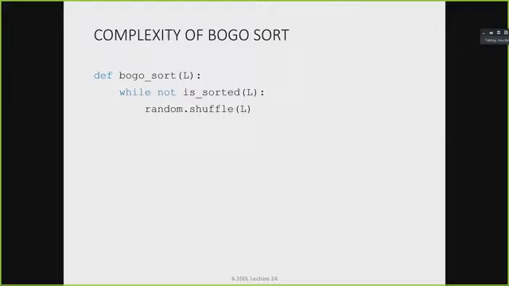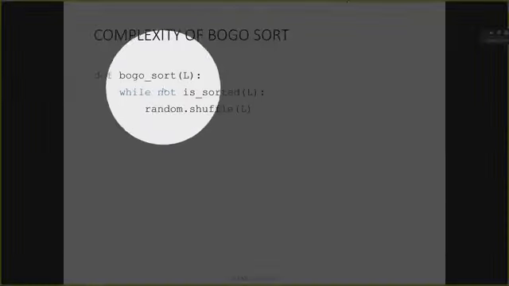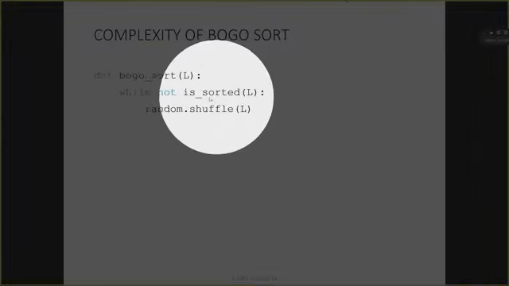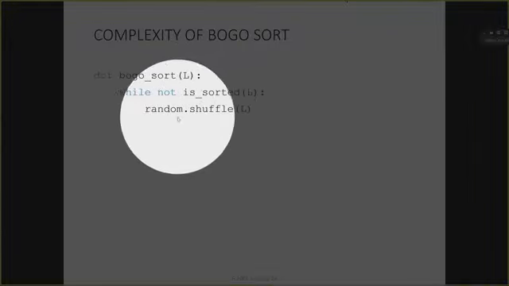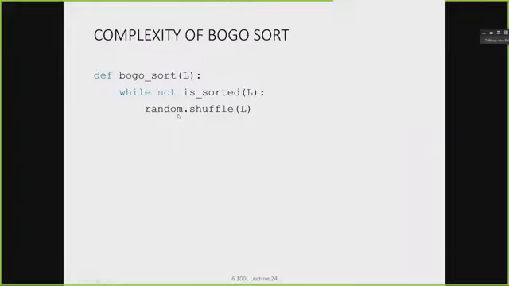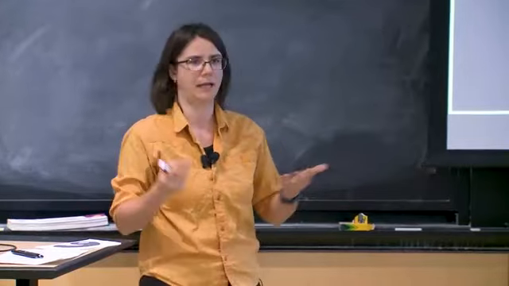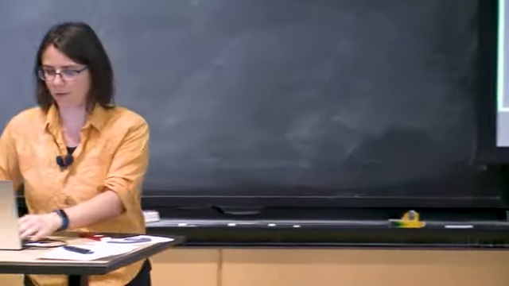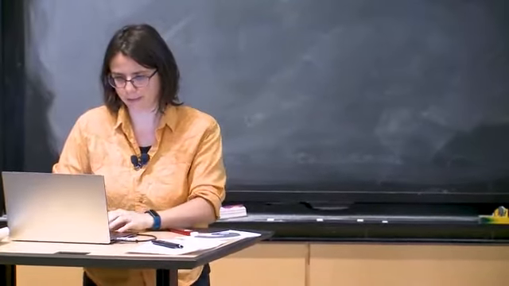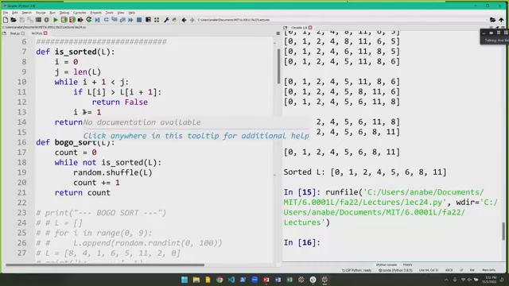So the code would look something like this. It takes in a list L, and it says, while the list is not sorted, we call this shuffle function from the random library. The shuffle function just rearranges the elements in the list at random. Let me show you how that looks.